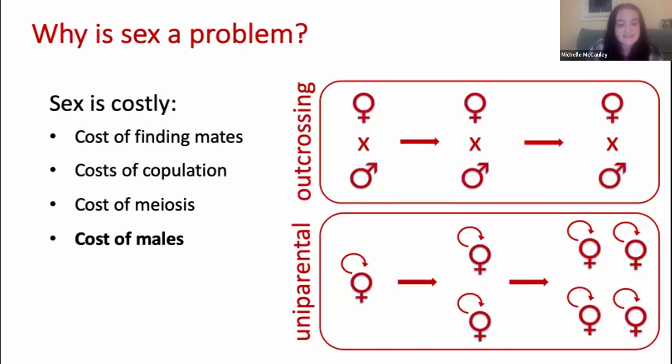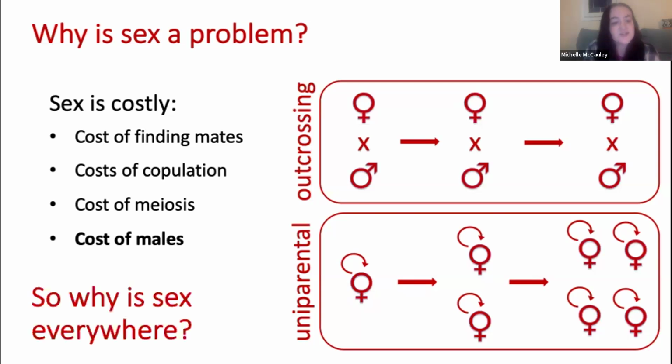And the cost of males is the per capita reduction in the number of offspring in biparentally outcrossing populations compared to uniparentally reproducing populations. So if you imagine a population of obligate outcrossers, and one female should gain the ability to reproduce uniparentally, then all else being equal, eventually the uniparentally reproducing descendants of that female will displace the outcrossers just as the sheer numbers game.